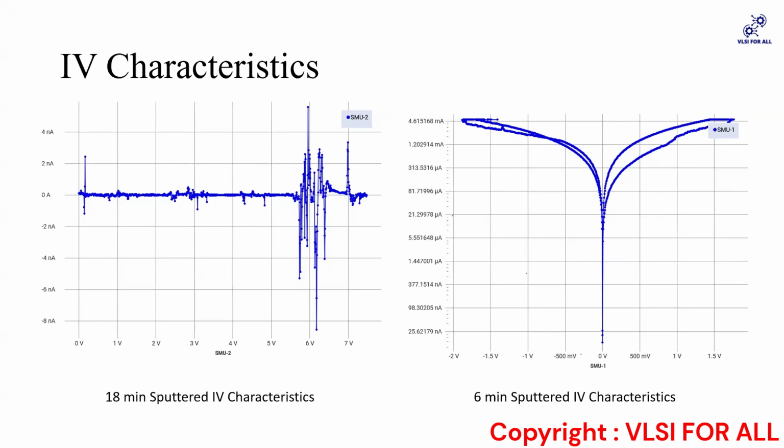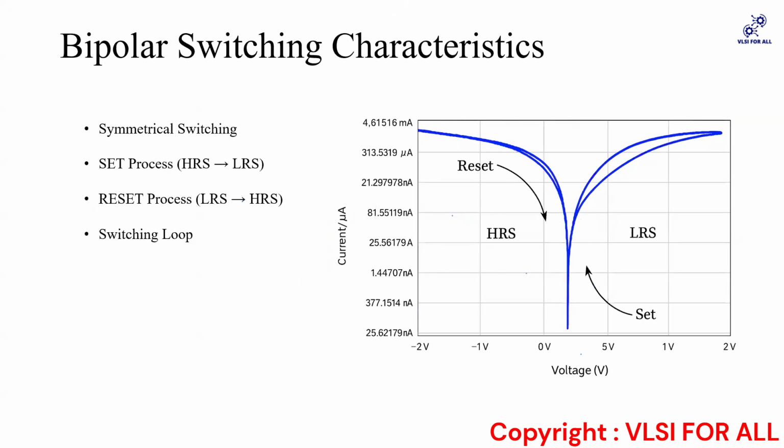I can show in the next slide what the bipolar switching characteristics are. At positive voltage and negative voltage cycles, when there is a positive voltage, we are going to set the device, and then getting back to the negative voltage, we are going to reset it.